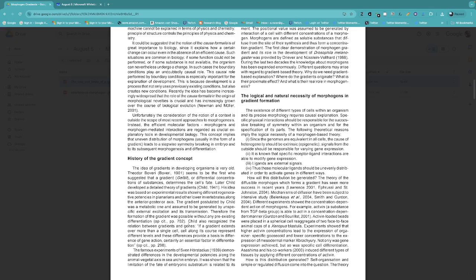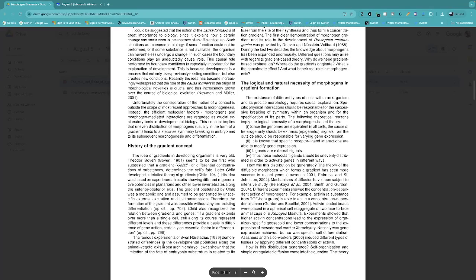And of course, this is this reinforcing mechanism that I was stressing before, that once you have differentiation, then you can get these sort of gradient effects, sometimes without the gradient actually being there, I guess is the argument. But in this case, they were able to show the formation of the gradient without any pre-existing differentiation, which means there's something driving this to start off with. Child also recognized the relation between gradients and genes. If a gradient extends over more than a single cell, cells along the course represent different levels, and these differences provide a basis in difference in gene action, certainly an essential factor in differentiation.